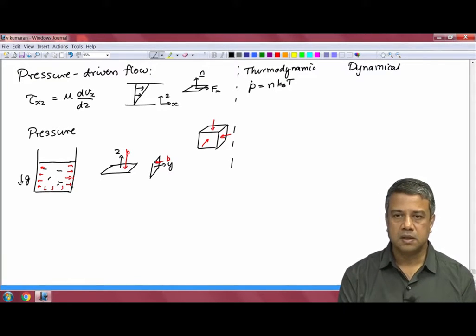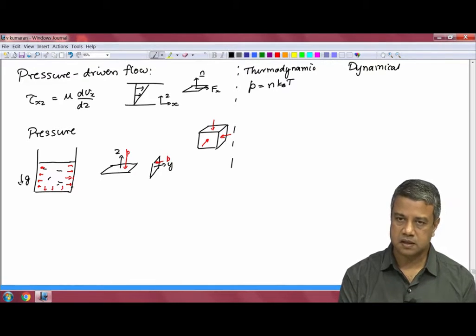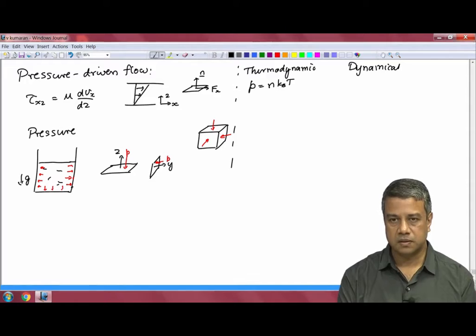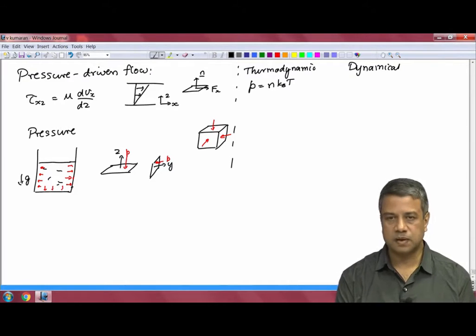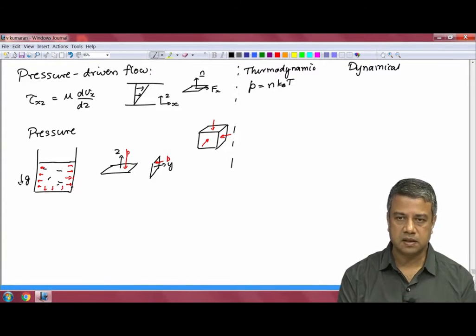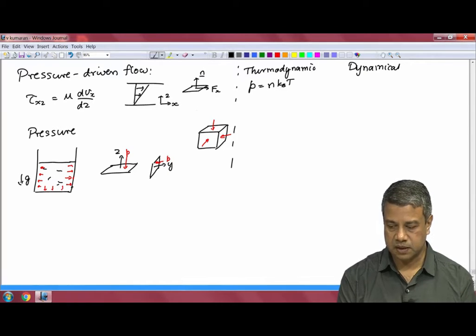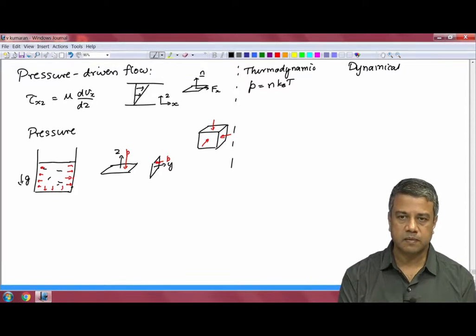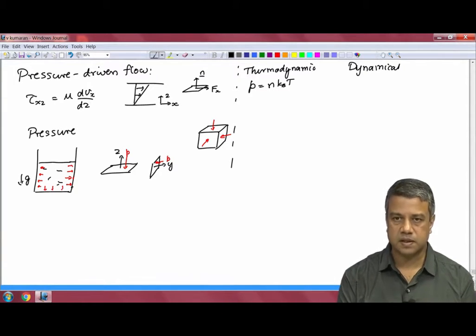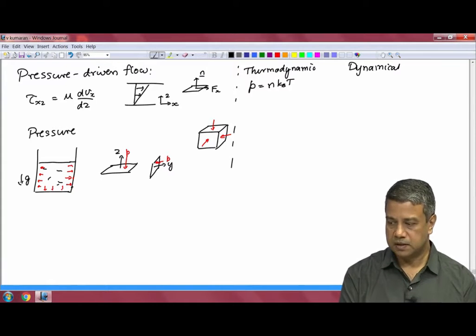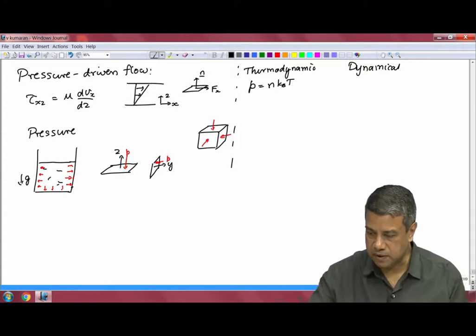The dynamical pressure, on the other hand, is the pressure within a fluid, whether it is stationary or flowing. Thermodynamic pressure is defined when the system is at equilibrium. Dynamical pressure could be when it is stationary or when it is flowing. Fluid flow is driven by pressure differences or pressure gradients. For example, we had looked at the flow in a pipe.